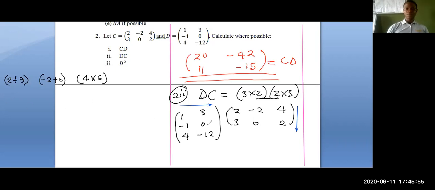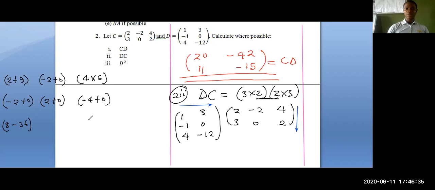So taking the next row now on each column, I have minus 1 times 2 gives us minus 2, and 0 times 3 gives us 0. Okay, anything times 0 gives us 0. Give a space. Minus 1 times minus 2 gives us 2, and 0 times 0 gives us 0. All right, minus 1 times 4 will give us minus 4, and 0 times 2 will give us 0. All right, so I pick the last row on each column also. So 4 times 2 gives us 8. Then minus 12 times 3 gives us minus 36.